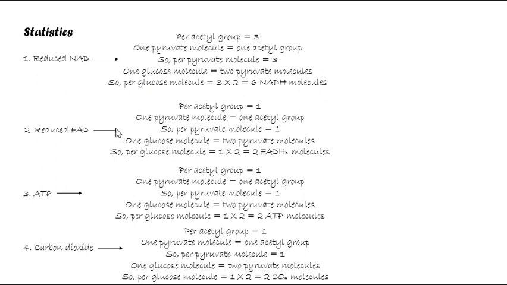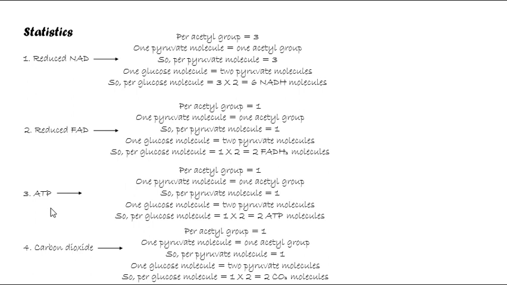So now let's take a look at how much of the other molecules is produced. For reduced FAD, per acetyl group, one reduced FAD molecule is formed. And since one pyruvate molecule gives one acetyl group, then per pyruvate molecule, one reduced FAD is formed as well. And since one glucose molecule gives rise to 2 pyruvate molecules, per glucose molecule we get 1 times 2, which is equal to 2 reduced FAD molecules.